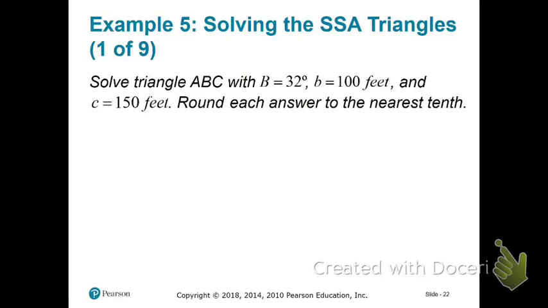All right, so example 5, it says solve triangle ABC with angle B is 32 degrees, side B is 100 feet, and side C is 150 feet. Round each answer to the nearest tenth. All right, so I'm solving the triangle, so I'm going to need all 6 pieces. They tell me angle B is 32 degrees, side B is 100 feet, and side C is 150 feet.